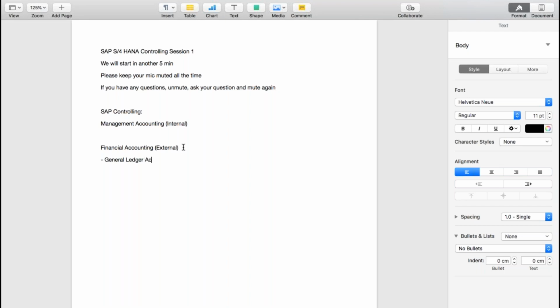Okay, what do you do in the general ledger accounting? Normal day-to-day postings. Okay, you want to debit one GL account, credit another GL account. So those kind of general ledger adjustment entries you can perform in general ledger accounting. Then you have accounts payables. Okay, accounts payables is nothing but all the transactions relevant to vendor.